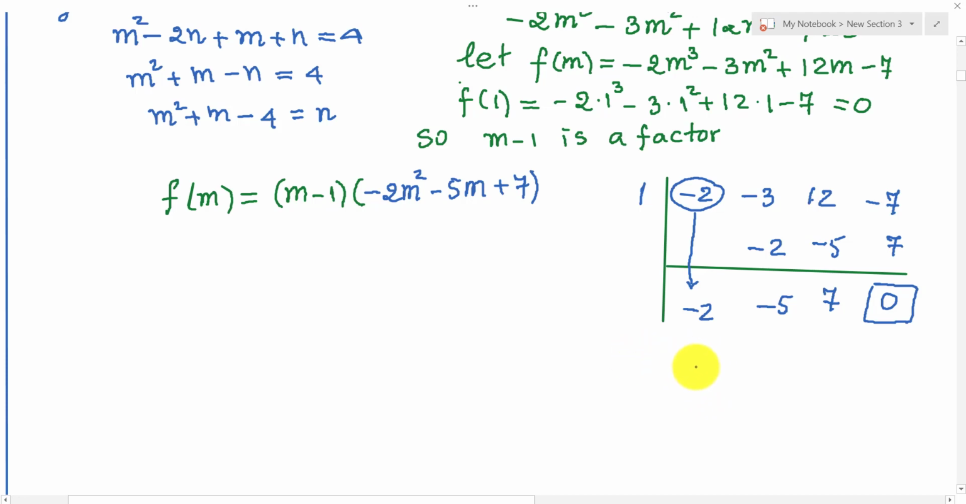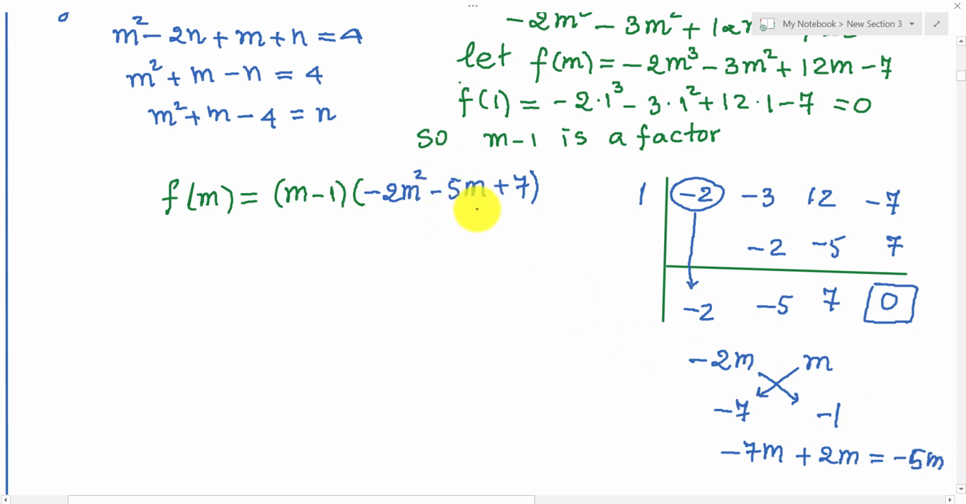Okay, so minus 2m square, I can write minus 2m and multiply m, and this 7 I can write minus 7 and multiply minus 1 is equal to 7. So we multiply by grouping. Okay, we get this minus 7m, and this minus and multiply minus, we get plus. Okay, plus 2m equal minus 5m.